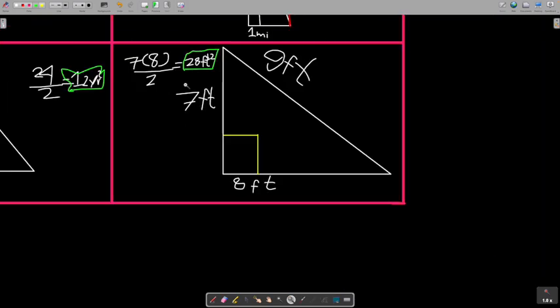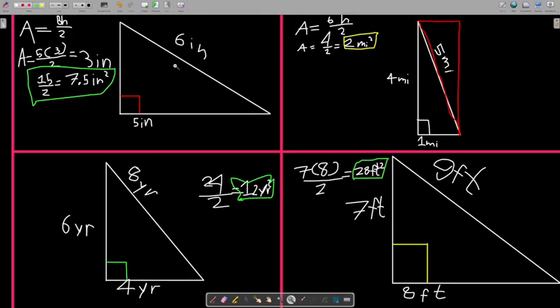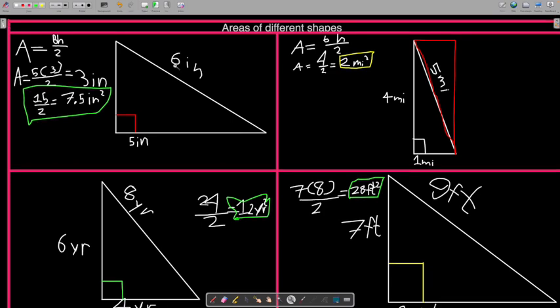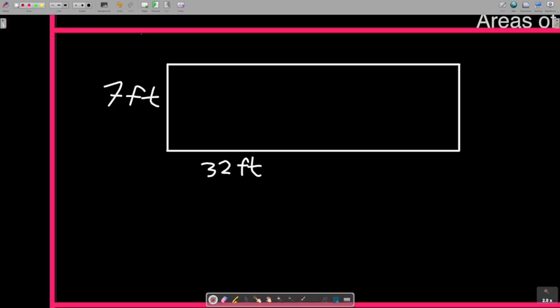So that's it for the triangle. Let's move on to the rectangle. So this is the first rectangle. 7 feet, 32 feet. Now, this formula is different. It's actually the most simple one out of all of these. And that is area equals LW.